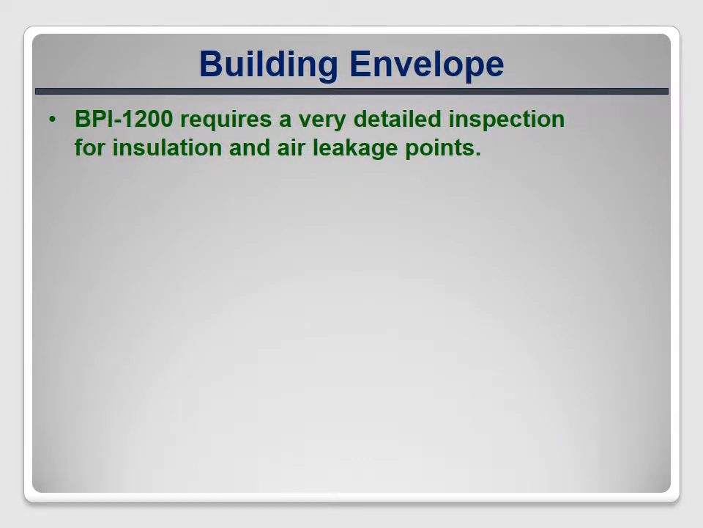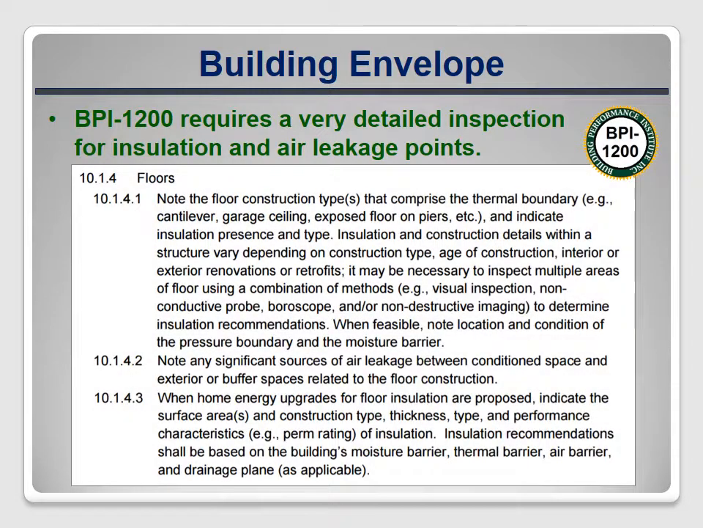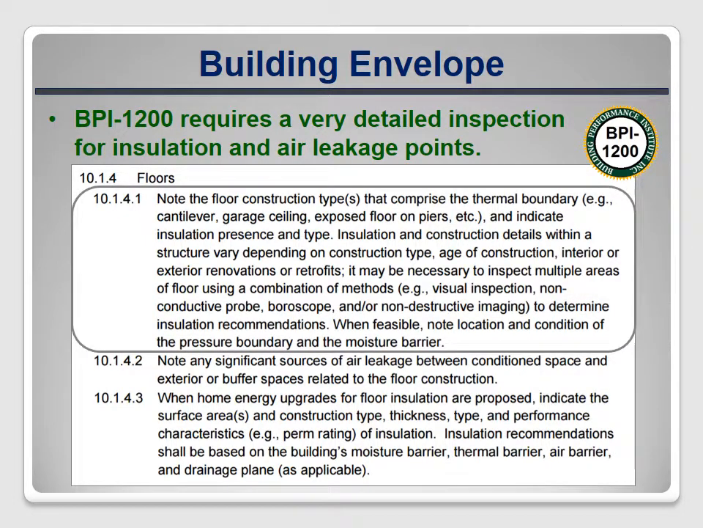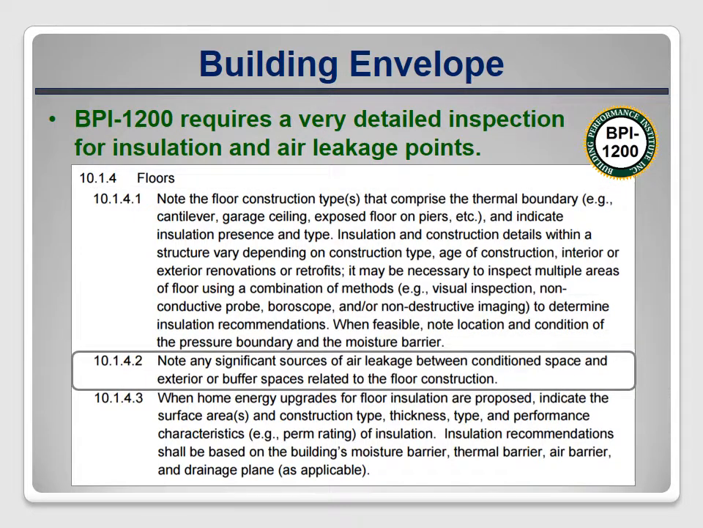BPI 1200 includes requirements for assessing the insulation and air leakage that are much more detailed, and it lists them assembly by assembly. Let's take a look at the section for floors, which is one of the shorter ones. First, it says to determine the structure, type, and attributes, along with the presence and type of any insulation. Next, it says, when feasible, to note the location of the pressure boundary and the moisture barrier. Next, it says to note any significant sources of air leakage related to the floor construction.